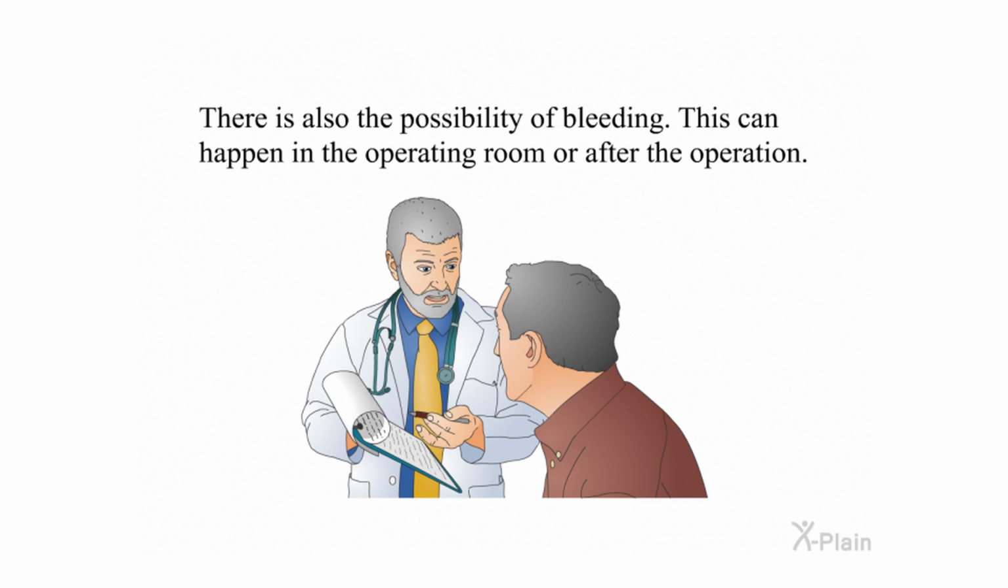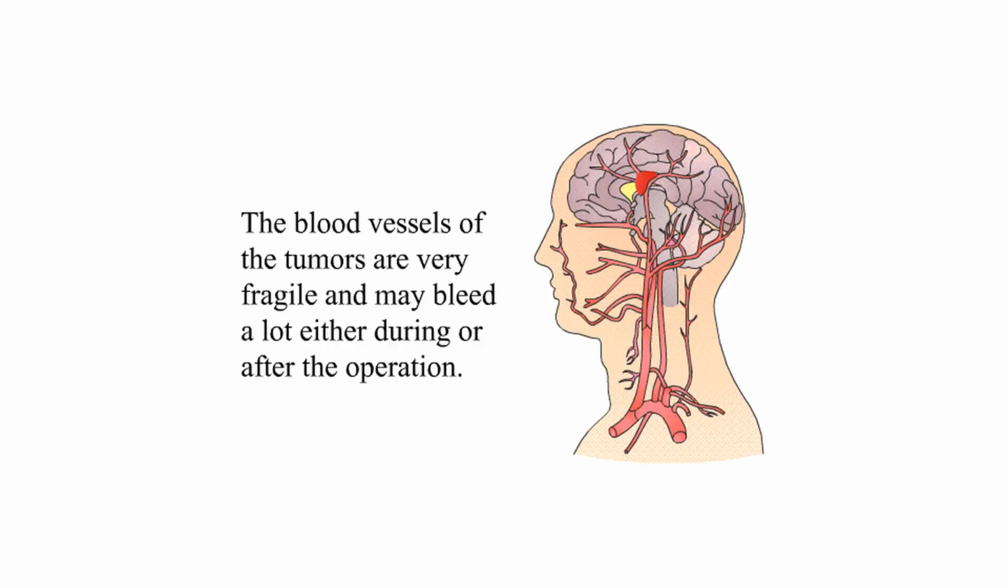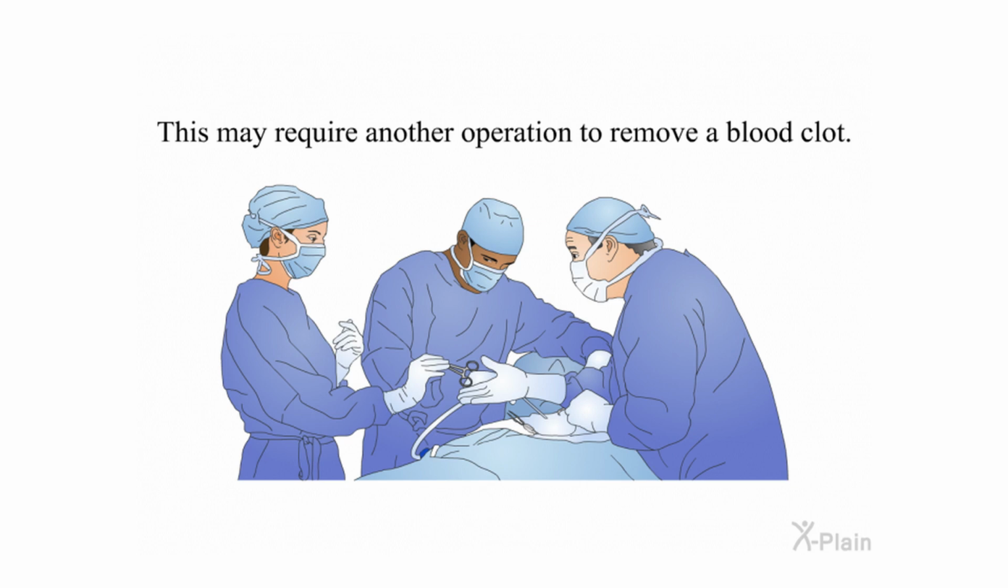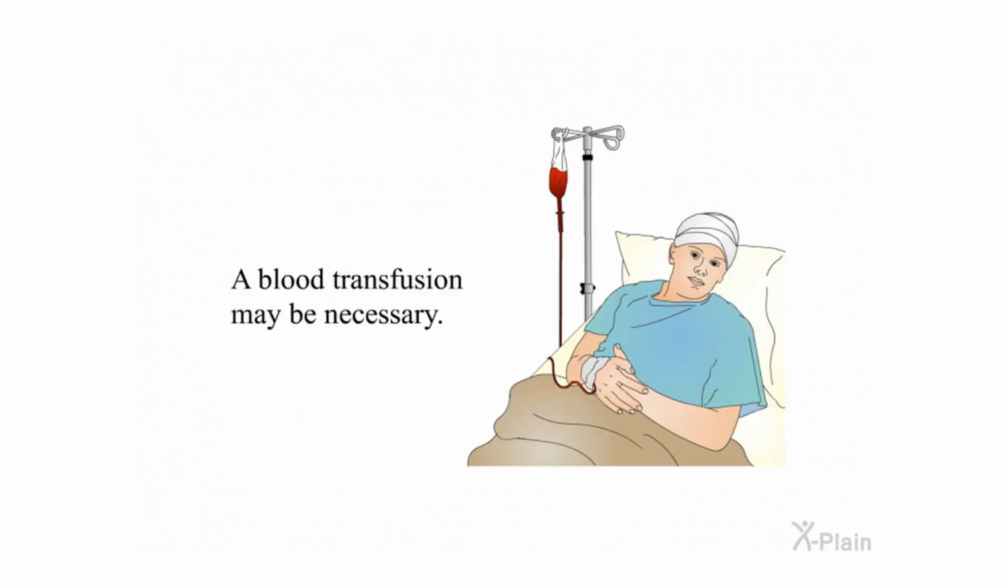There is also the possibility of bleeding. This can happen in the operating room or after the operation. The blood vessels of the tumors are very fragile and may bleed a lot either during or after the operation. This may require another operation to remove a blood clot. A blood transfusion may be necessary.